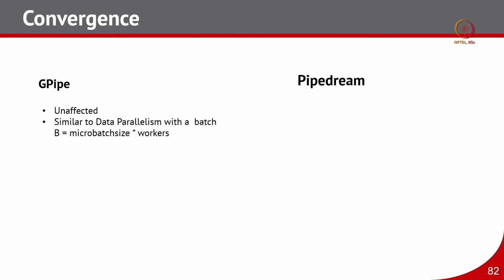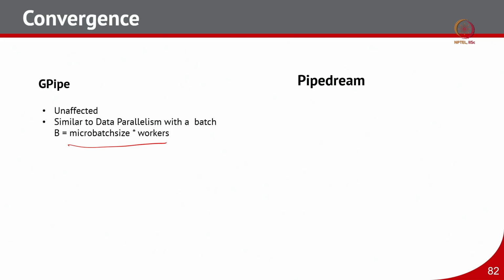Now in terms of convergence, GPipe is unaffected. We can think that the convergence of training in GPipe is similar to data parallelism with a batch size of B, where B is nothing but the micro batch size multiplied by the number of workers. So the convergence in GPipe is similar to data parallelism. In data parallelism we talked about batches, right. Here we can think of the batch as the micro batches. In the previous case we had the micro batch size as 4, multiplied by the number of workers. So that's the batch size.